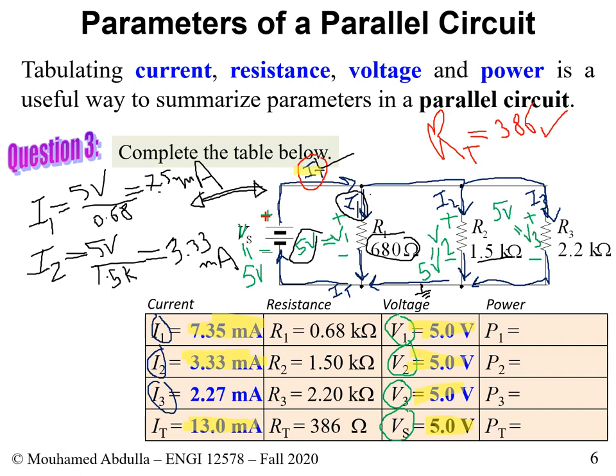The next thing that we need to do is find the current through the third resistor. So we have I3, and again we follow the same steps. We do 5 volts divided by 2.2K, and this should give us the value. So 5 divided by 2.2 should be 2.27 milliamps. Milliamps. And that's also what we got here.